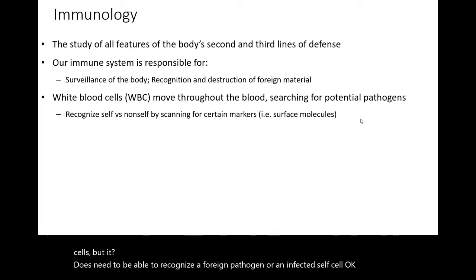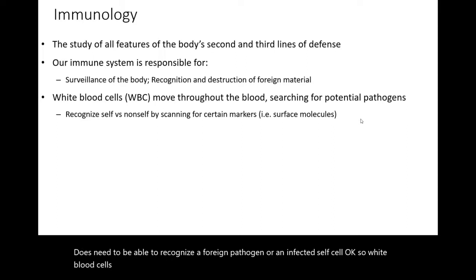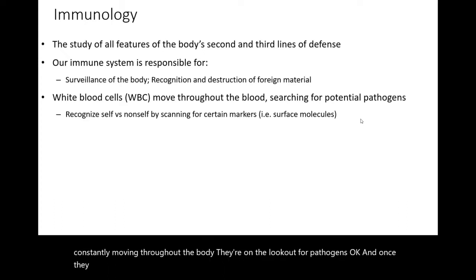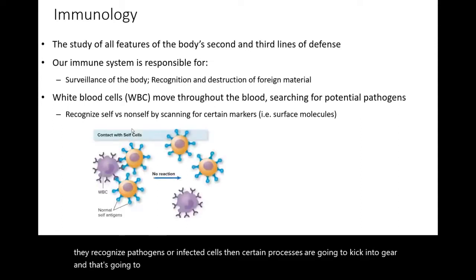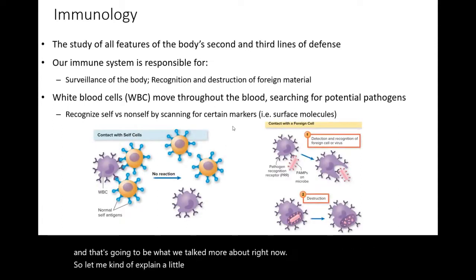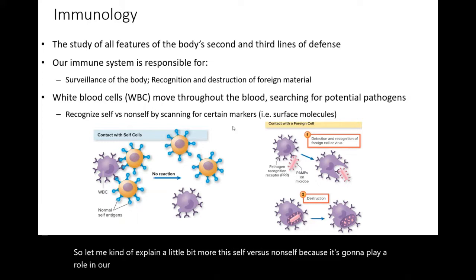White blood cells are what we talk about here for our immune cells, and they are constantly moving throughout the body. They're on the lookout for pathogens, okay? And once they recognize pathogens or infected cells, then certain processes are going to kick into gear, and that's what we talk more about right now. Let me explain a little more about this self versus non-self, because it's going to play a role in our acquired immunity as well.